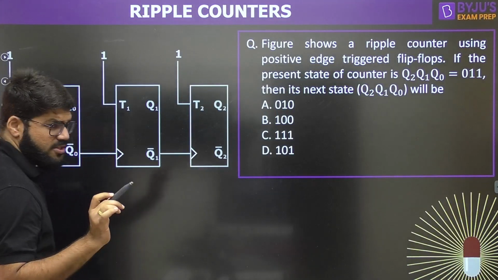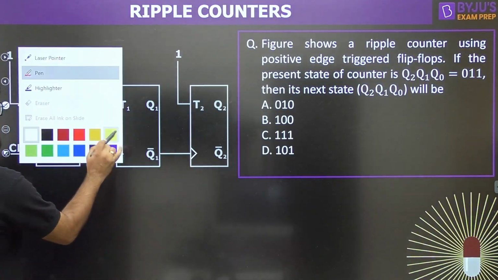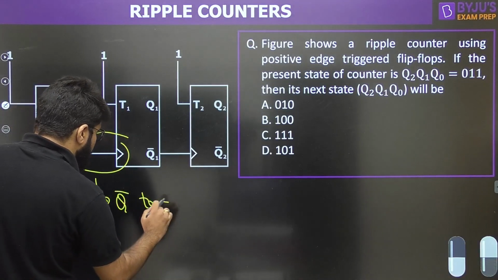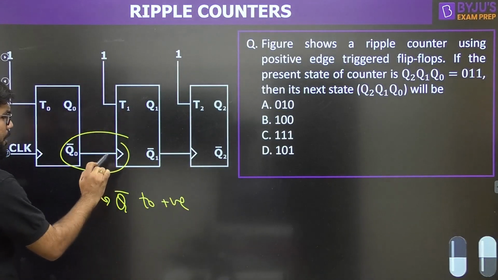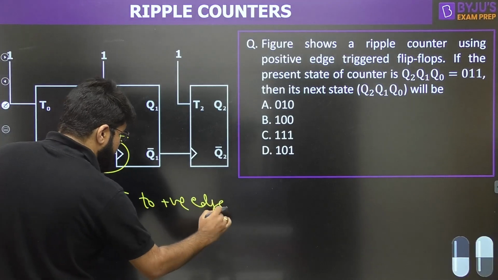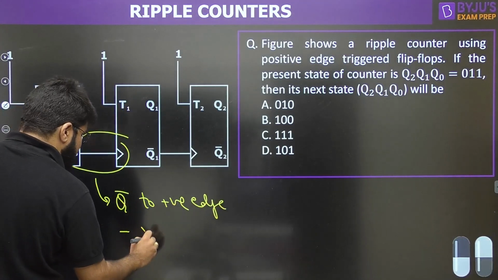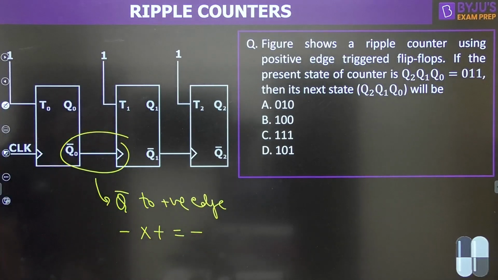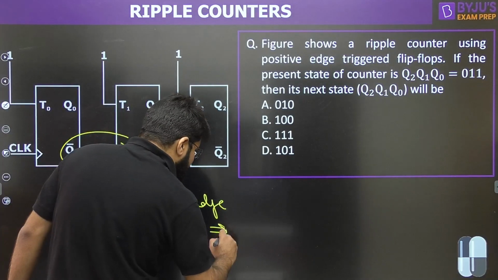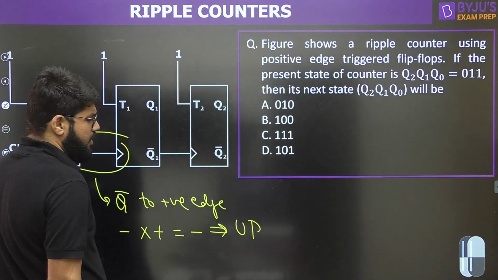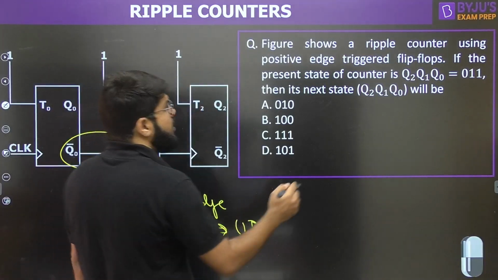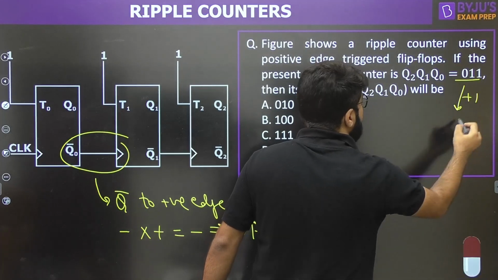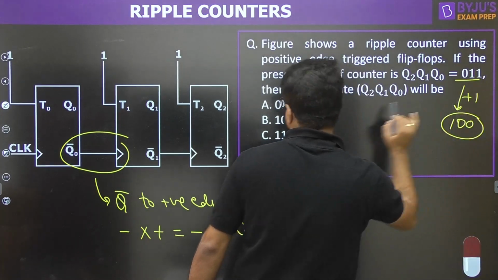Very simply, within seconds you can solve this, and these are competitive level questions. What is this? Q bar to what type of flip-flop? Positive edge. All the flip-flops are positive edge. Q bar is known as minus, multiplied by plus. Minus into plus is minus, and for negative you should have the up counter. So if the current state is 011, the next state should be plus 1. 3 plus 1 is 4.